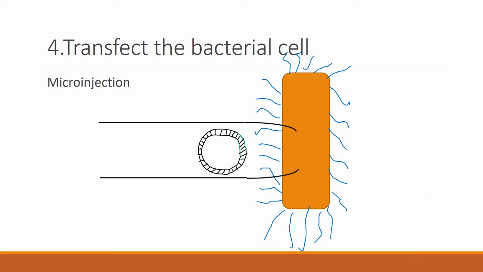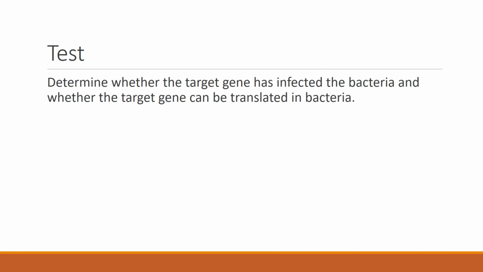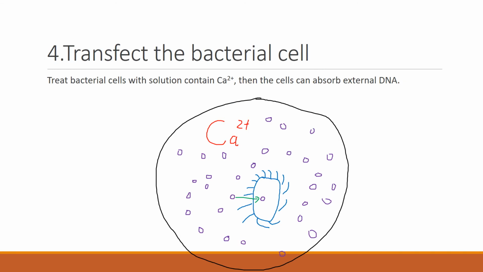After these steps, modified plasmids are ready to transfect to the bacteria. There are two widely used methods to transfect the bacterial cell. One is known as microinjection. This means to insert the modified plasmids into the cell directly with the help of light microscopy. The other requires the cells be treated with a solution which contains calcium cation. Then the competent cells are ready to absorb the modified plasmids.